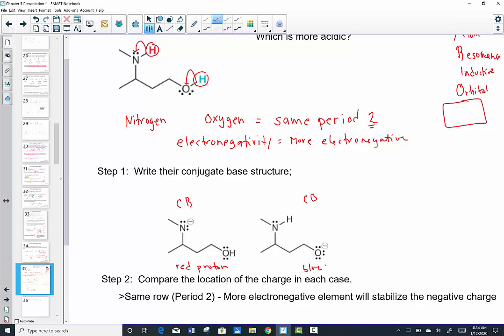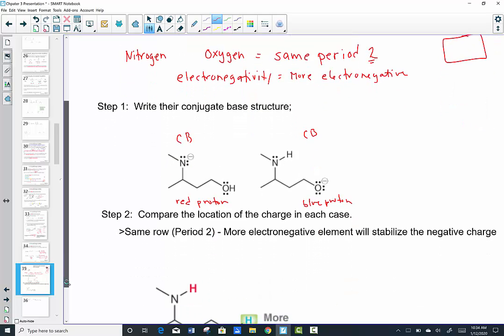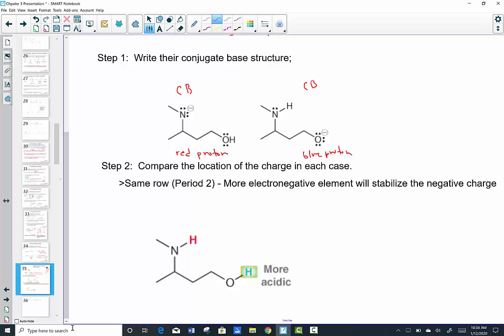Which one is doing a better job at stabilizing that negative charge? We agreed that it would be the oxygen, the more electronegative element. So even though they're in the same period, we see that the more acidic proton comes from the more electronegative element. This proton colored in blue was more acidic because its conjugate base was able to stabilize the negative lone pair electrons better.